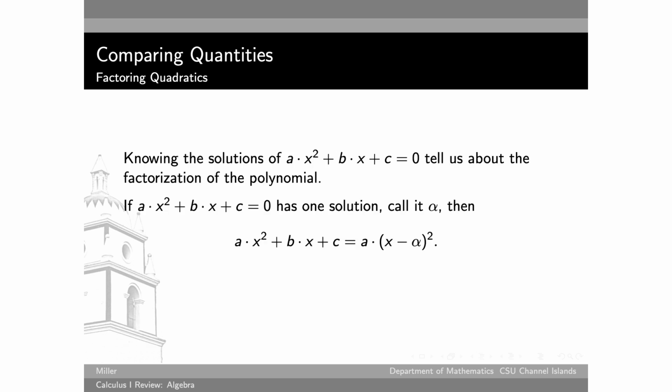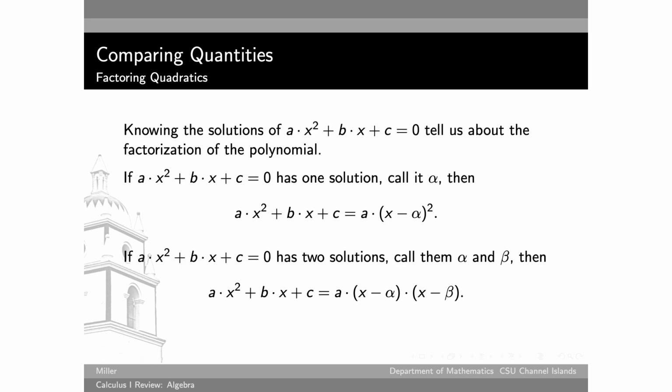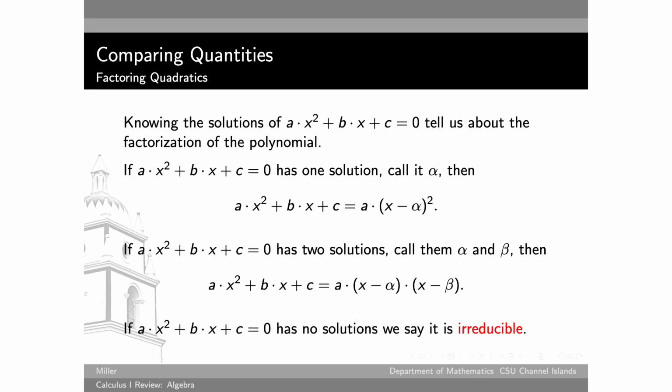Knowing the solutions of a quadratic equation tells us about the factorization of the polynomial. If this quadratic equation has one solution, call it alpha, then we can rewrite it as a times the quantity x minus alpha squared. If the quadratic equation has 2 solutions, call them alpha and beta, then we can rewrite the quadratic expression as a times x minus alpha times x minus beta. If the quadratic equation has no solutions, we say it is irreducible.